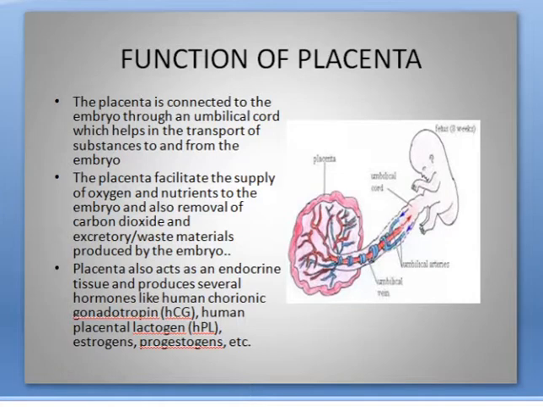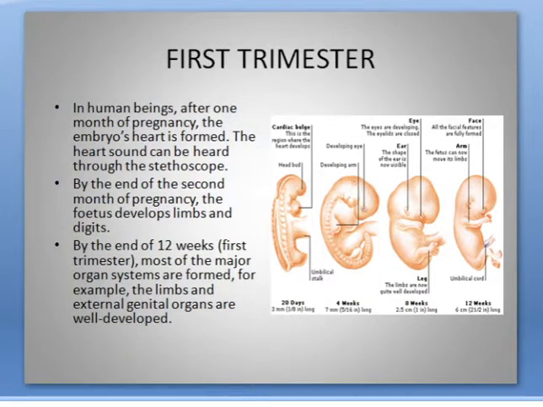Now after implantation, the embryo will start developing. So as you know, the gestation period is 280 days or 9 months. So what are the developments that take place in these 9 months? The first 3 months are called the first trimester. So let us see what are the developments that take place in the first trimester.